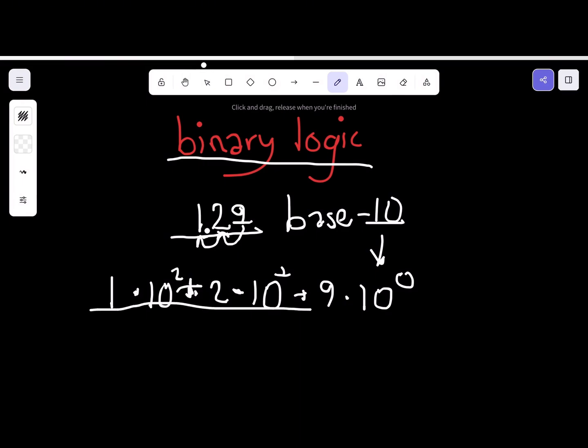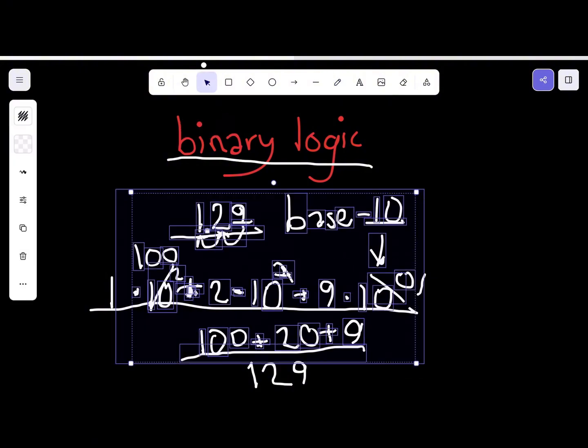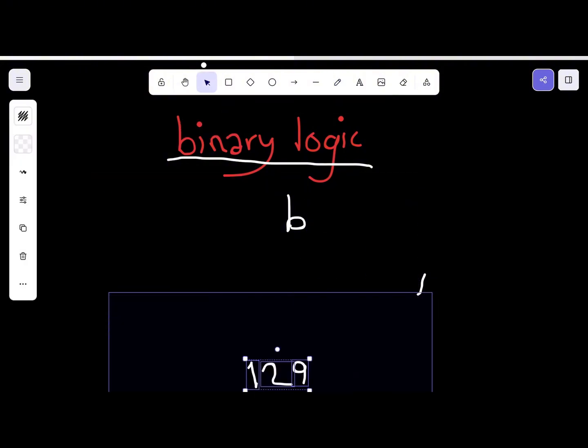So this is a universal truth. This holds up to every single base, no ifs, ands, or buts. And to prove to you that this is true, we're going to recalculate. So 9 times 10 to the 0, 10 to the 0 is 1. So we're just going to get 9 plus 2 times 10 to the first power, that's just going to be 10. 2 times 10 is 20. And then 10 to the second power is 100, and 1 times 100 is 100. So if we add all these numbers, we get 129.